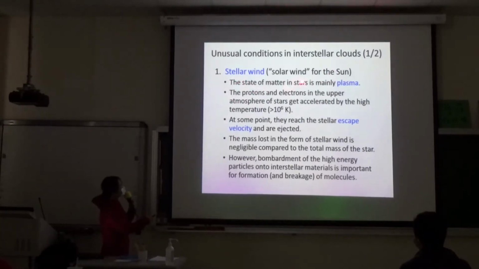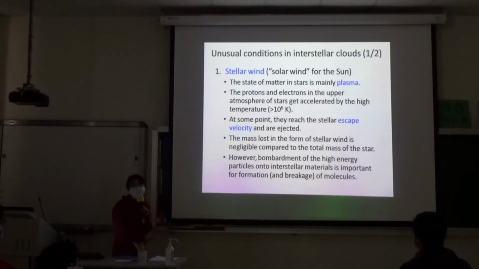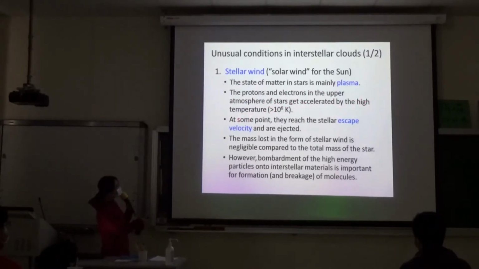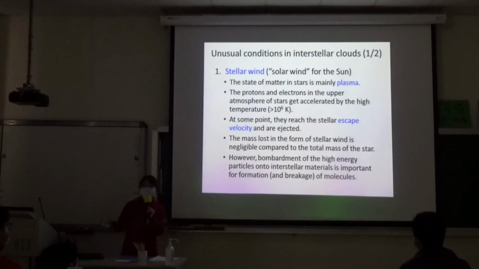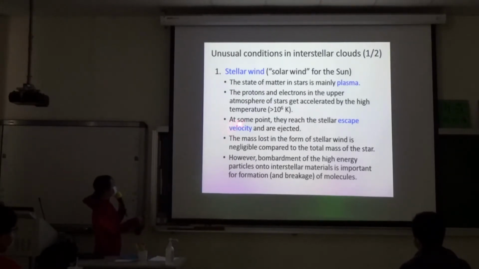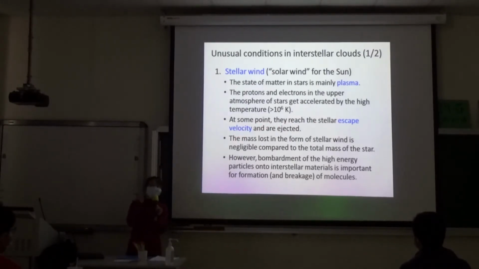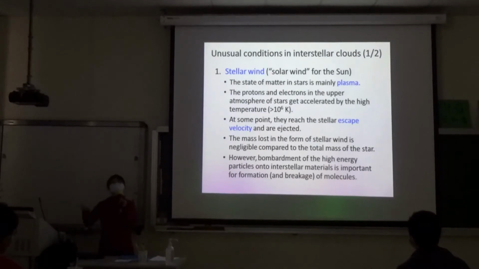The state of matter in stars is mainly plasma, as we just said. And the protons and electrons in the upper atmosphere of stars get accelerated by the high temperature, because all stars are very hot. At some point, they reach the stellar escape velocity, because the plasma there is hot and gets accelerated, and at some point they can escape from the sun.